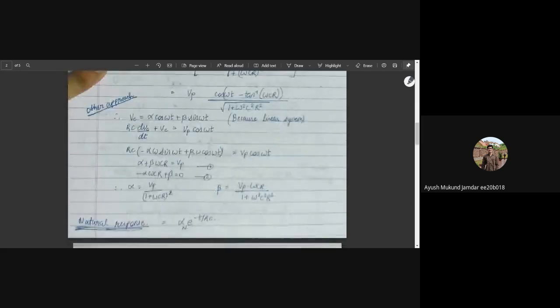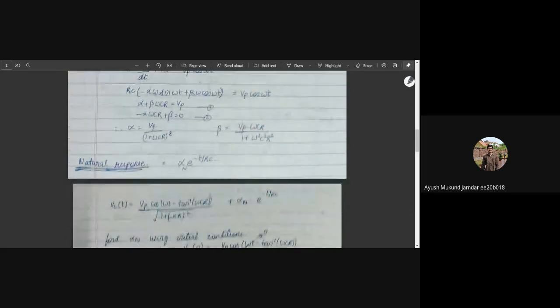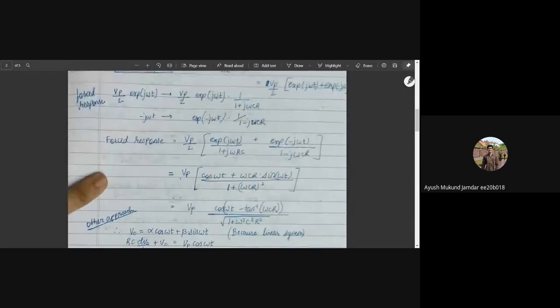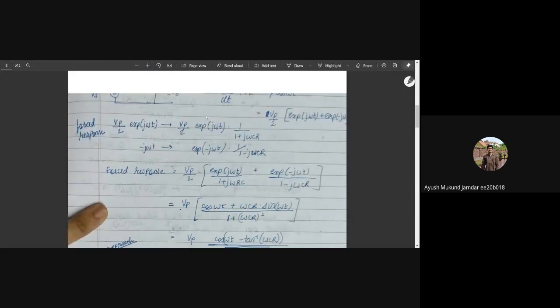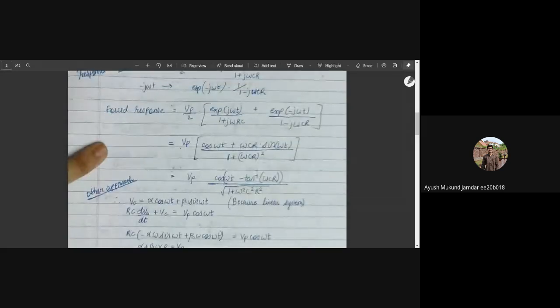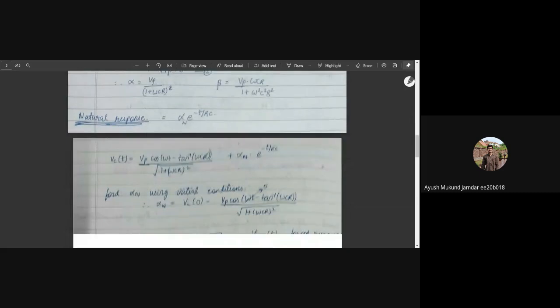So this was another matter. Now, the natural response as well. The natural response will be some constant alpha n times exponential minus t by RC. Taking the constant alpha n and adding it to the equation, we get the total solution. Reminding once again that the transfer function and all that was for the steady state response, that is the forced response. We had left the natural response part, so adding that again, we get the complete solution.